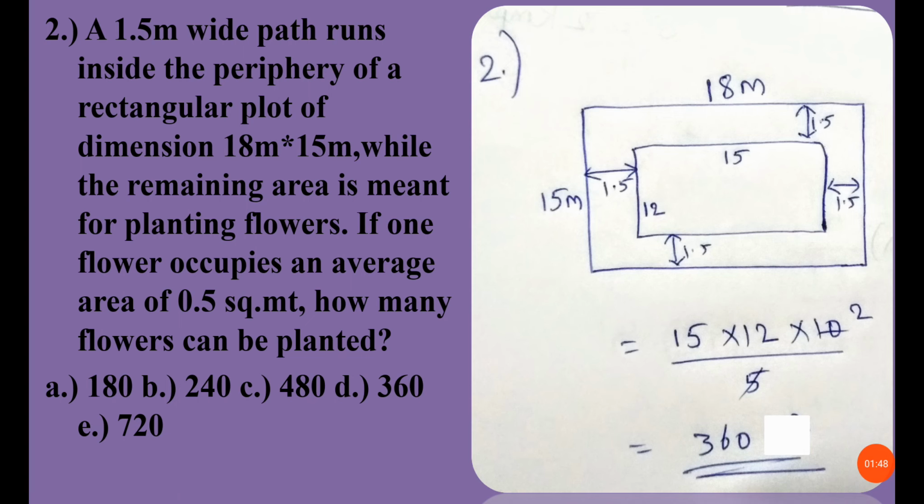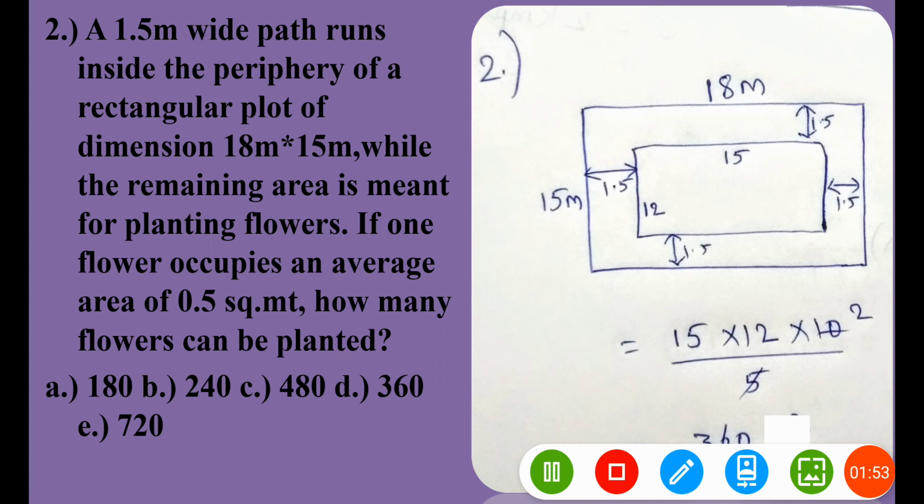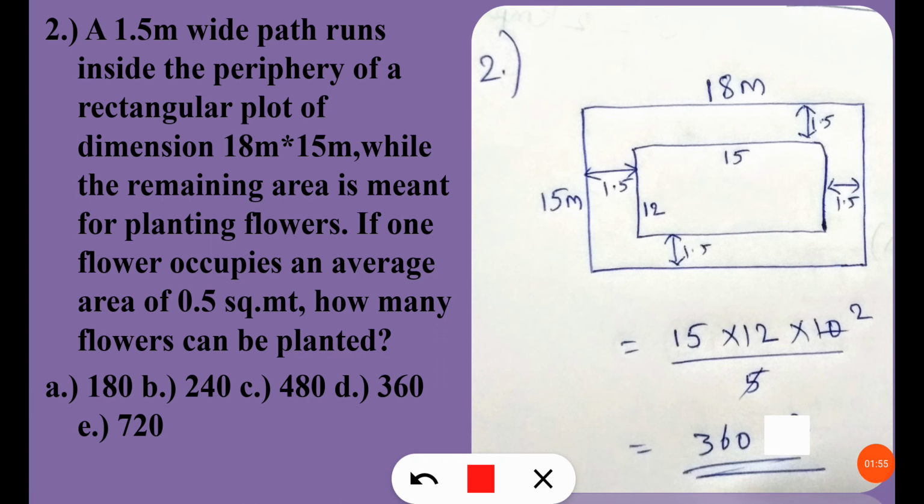Moving to the second question. A 1.5 meter wide path runs inside the periphery of a rectangular plot of dimension 18 meters into 15 meters, while the remaining area is meant for planting flowers. If one flower occupies an average area of 0.5 square meter, how many flowers can be planted?